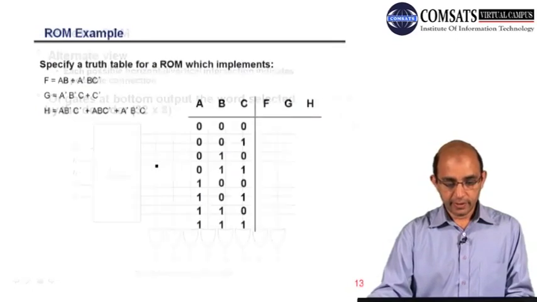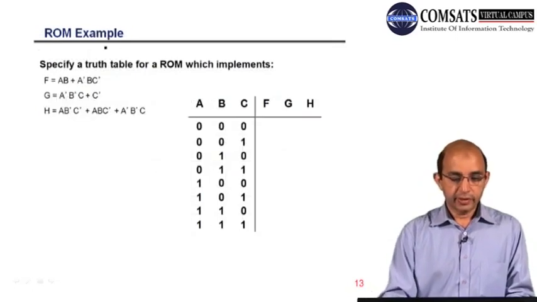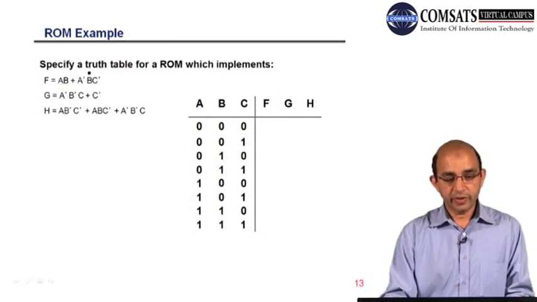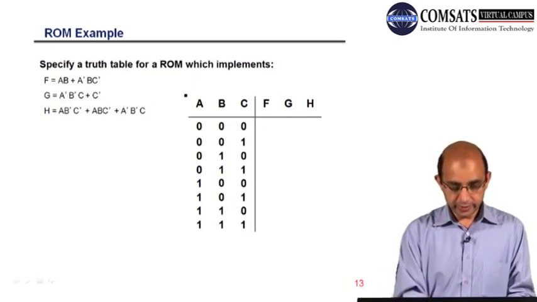Okay, so here we have an example. What we need to do over here is specify the truth table for a ROM which implements this functionality. You can see that we have 3 different variables, A, B and C, and 3 different outputs. So if we take those variables A, B, C as input and F, G, H as output, let me solve this.